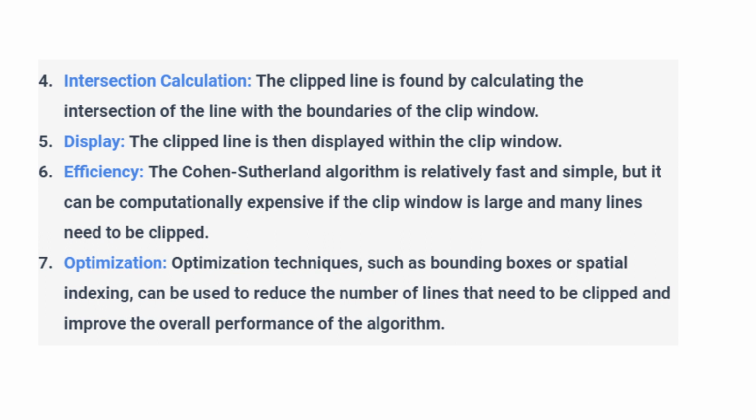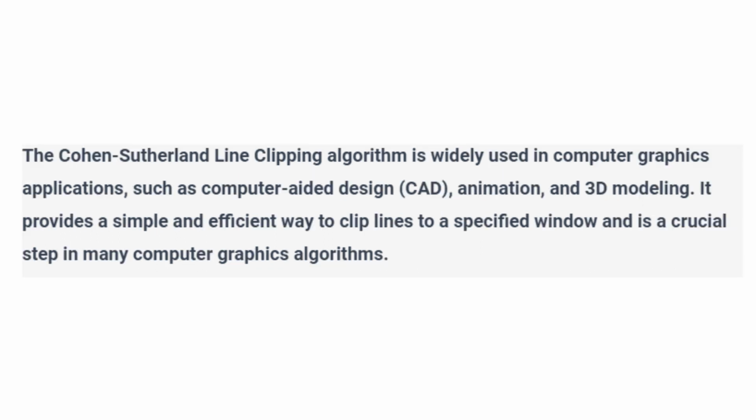Efficiency. The Cohen-Sutherland algorithm is relatively fast and simple, but it can be computationally expensive if the clip window is large and many lines need to be clipped. Optimization. Optimization techniques, such as bounding boxes or spatial indexing, can be used to reduce the number of lines that need to be clipped and improve the overall performance of the algorithm.